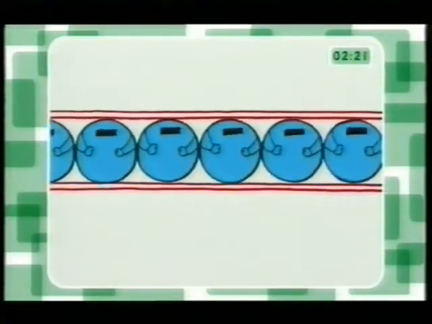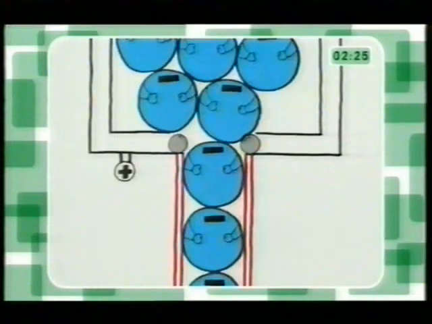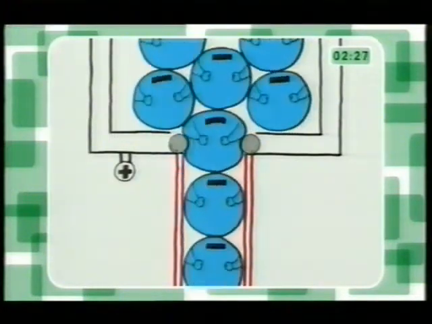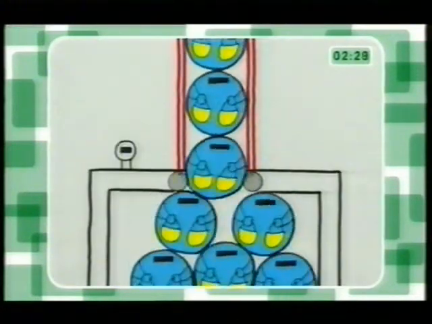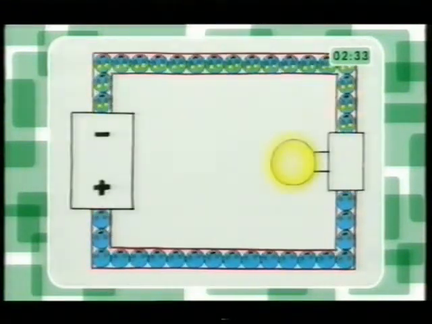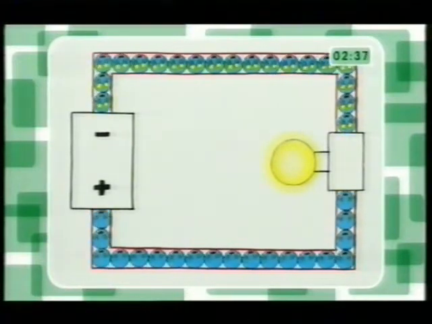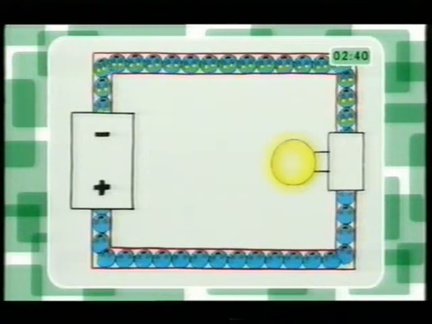But the charges don't stop moving. They carry on round the circuit, picking up more energy in the battery. Electricity doesn't get used up. The charges don't change as they go through the bulb. It's the amount of energy they carry which changes.